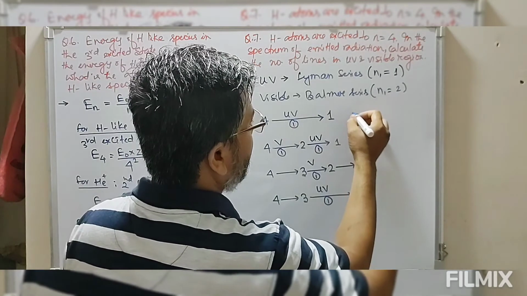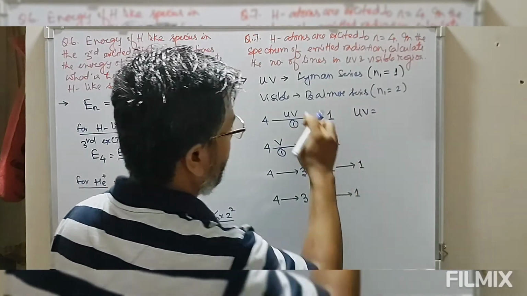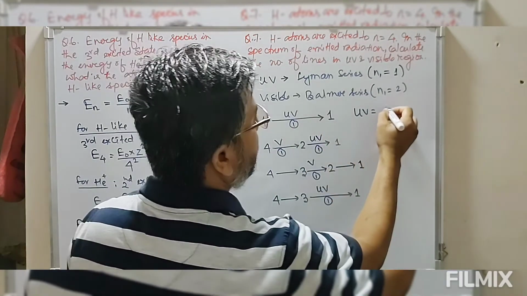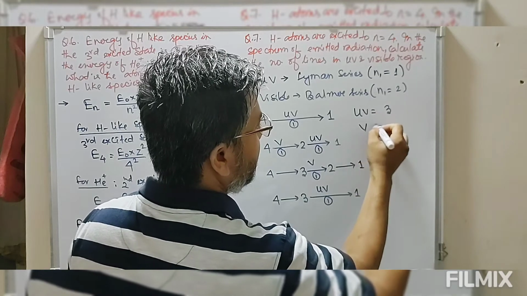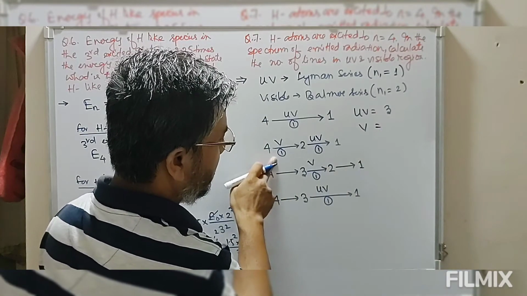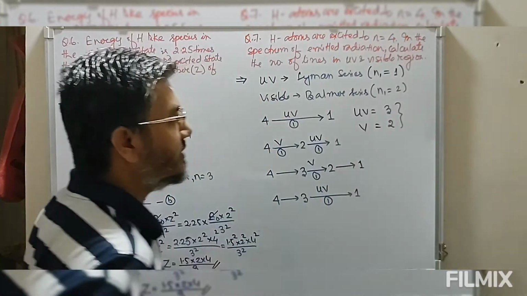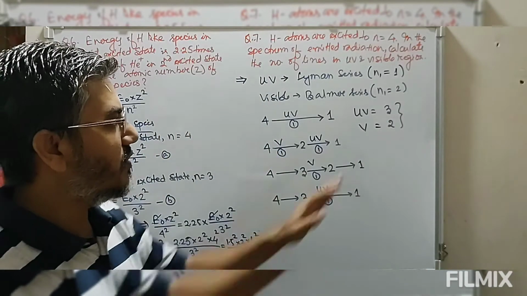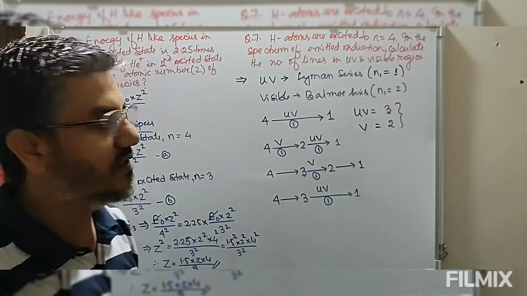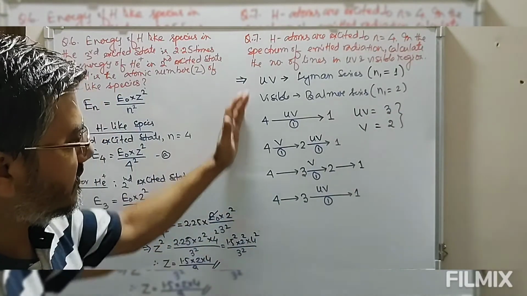Now count the number of ultraviolet lines: 1, 2, 3. We have 3 lines possible in ultraviolet. Visible, we have 1 here and 1 here, so the number of lines that could be observed in visible is 2. The number of lines that could be observed in ultraviolet radiation is 3. So we have to take this combination.